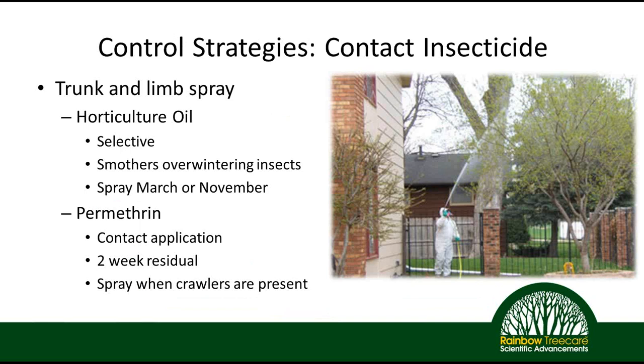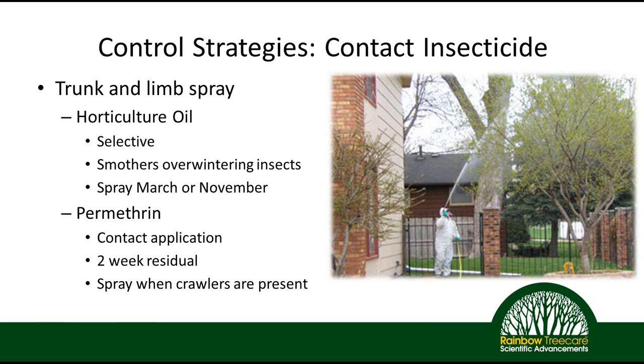But in terms of control strategies, there are really two main ones that we'll be talking about today. There's the contact insecticide, which includes trunk and limb sprays and physical canopy sprays. So horticulture oil and permethrin are the two that I'll be going over today. And then the other control strategy is systemic insecticides, which I'll talk about on the next slide.